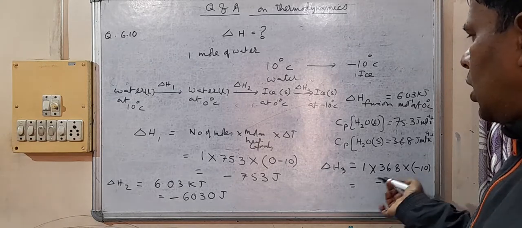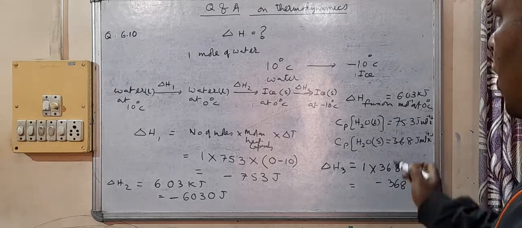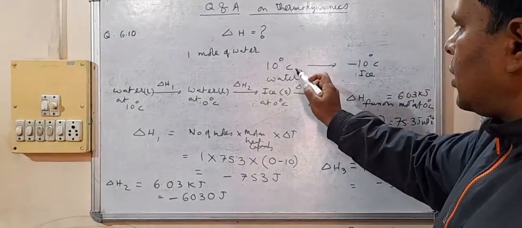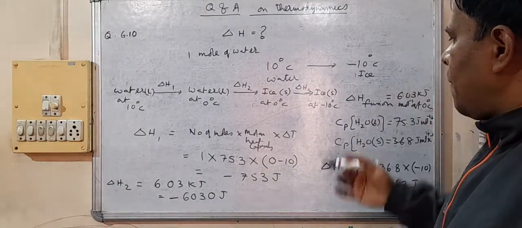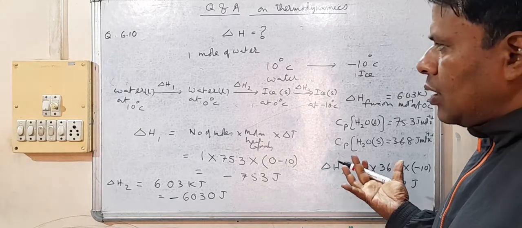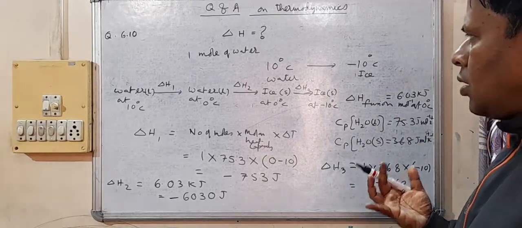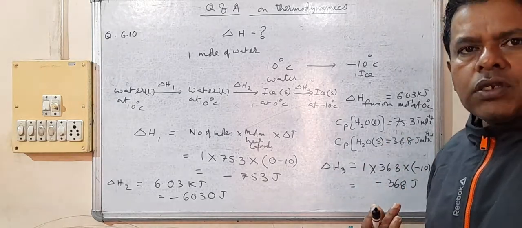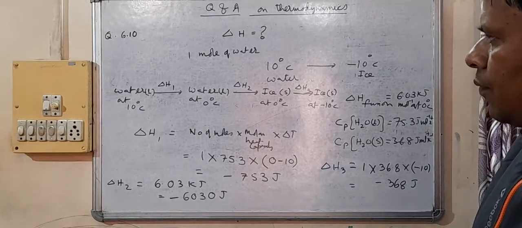So now you see the answer is coming out negative. It means that when we carry out this process, when we change water at 10 degrees Celsius to ice at minus 10 degrees Celsius, heat is lost by the system. And heat lost or released by the system, we know according to sign convention, should be negative. That's why we are getting the answer negative.